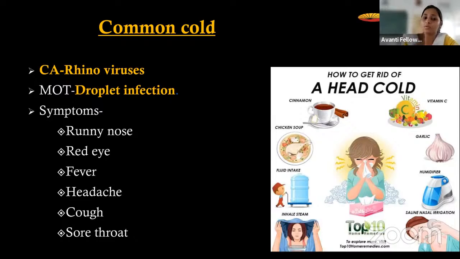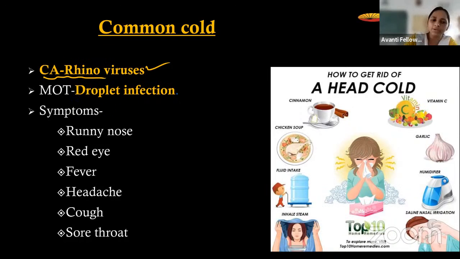Let us talk about the common cold. I think everyone knows about the common cold, right? But we don't know the causative agent of the cold. We know that it is a viral disease, but which virus causes it? The causative agent of the common cold is rhinovirus. Rhinovirus is the common cold causing agent.